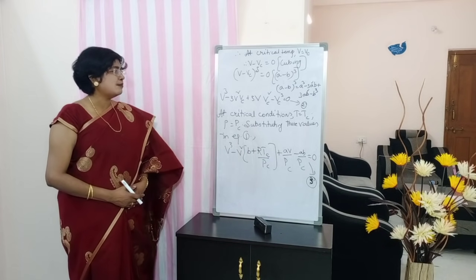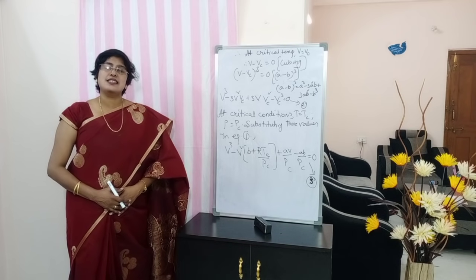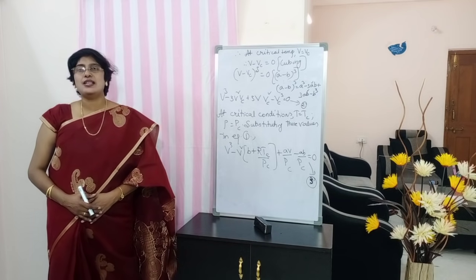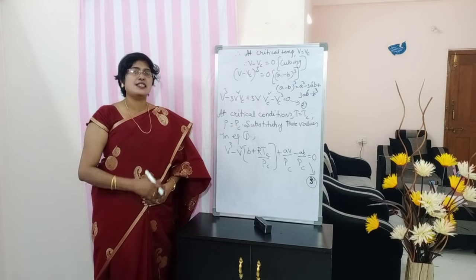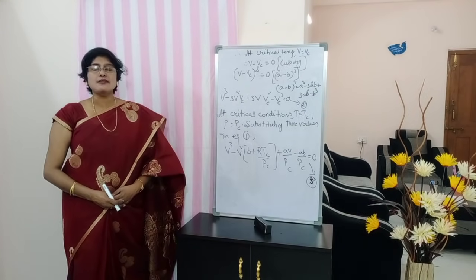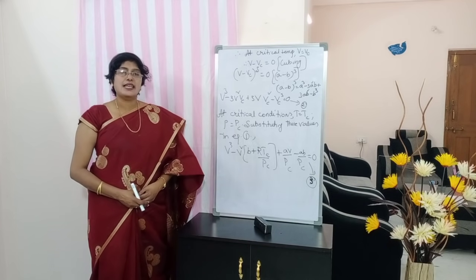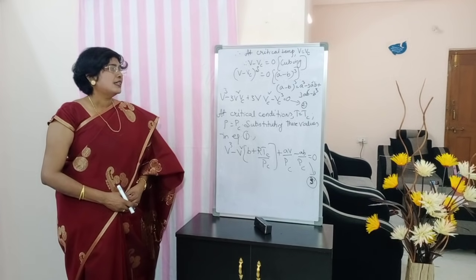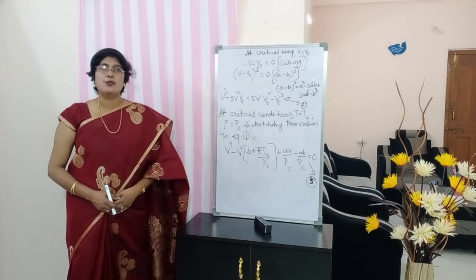Next, below that, write down, students. We all know that at critical conditions, the temperature will be equal to critical temperature, pressure will be equal to critical pressure. So write the same here: at critical condition, T is equal to Tc, P is equal to Pc. Next, substituting these values, T is equal to Tc and P is equal to Pc, in equation 1.